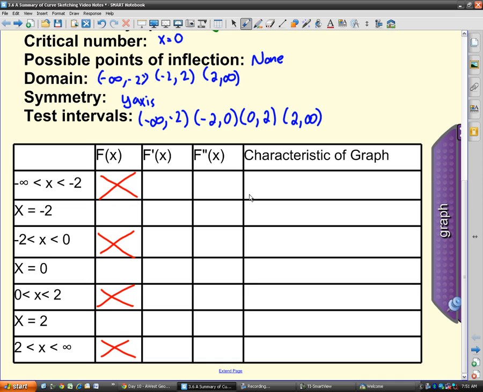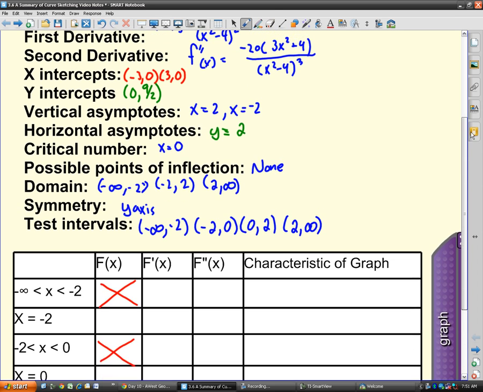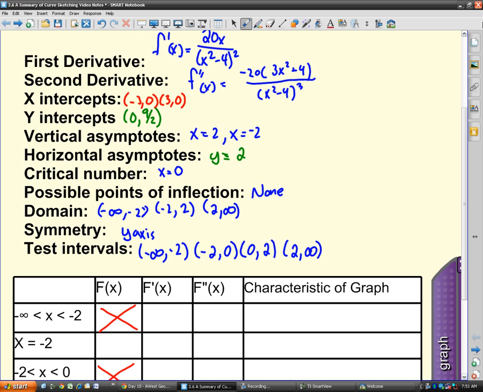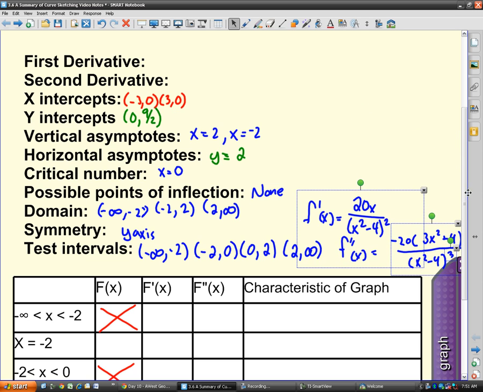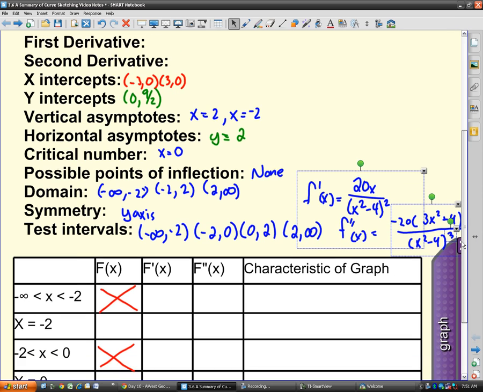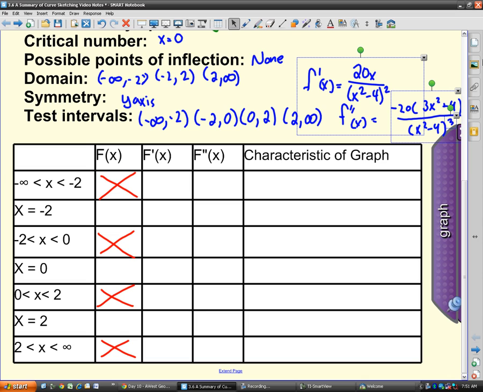Now if we pick a value, say negative 3, we plug it into the first and second derivative. Let me bring these down a little closer to where we're working. If I'm looking at my first derivative and I plug in negative 3, I'm just worried about the sign. I don't care about the numbers.